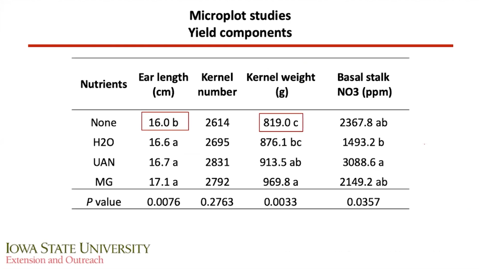Obviously, in these microplots, we can't do yield. So we look at yield components, and very clearly, you can see that those plots that didn't receive any treatment, their ears, the length of their ears, was shorter, and their kernel weight was also significantly lower. And so that would indicate probably lower yield, right?